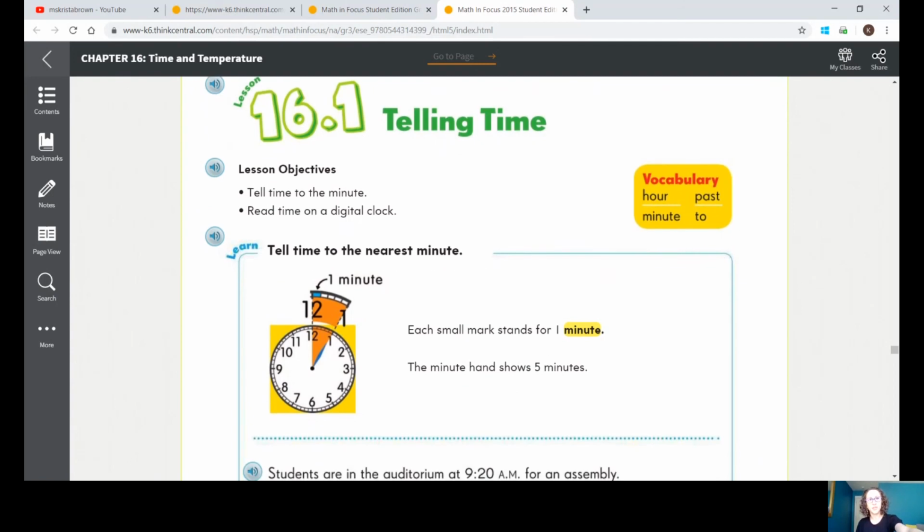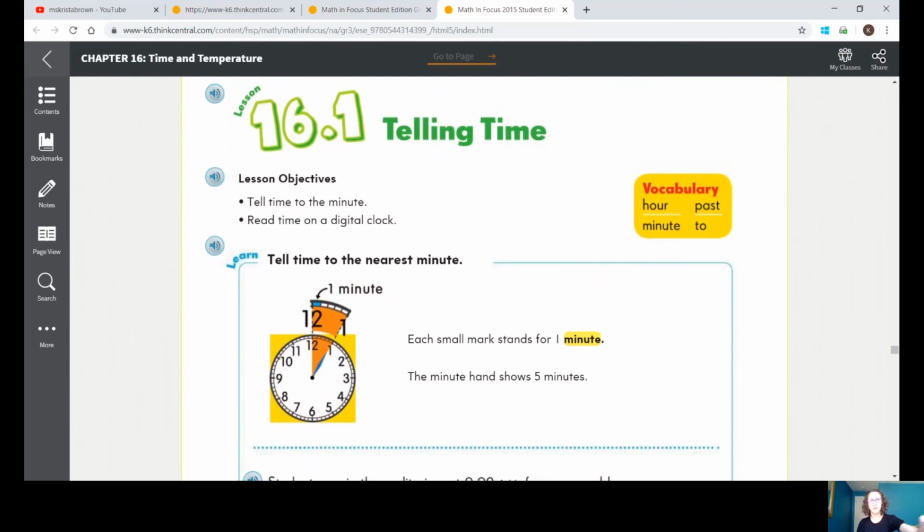Turn your page, 16.1, telling time. We've got some vocabulary: hour, minute, past, and to. Our objectives in this lesson are to tell time to the minute and to read time on a digital clock. All right, the first one is an example. It says, learn, tell time to the nearest minute.